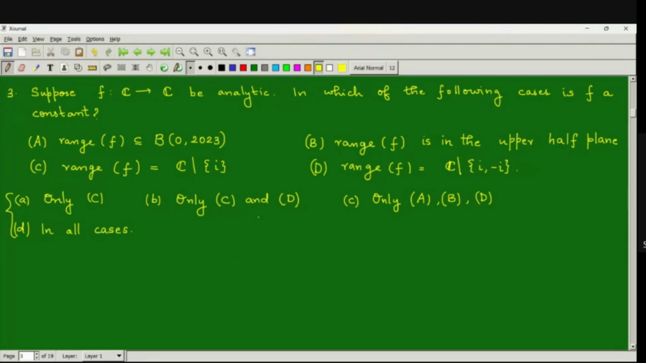So think about this. Recall all the theorems. Only C will be done. So only C. That means the range of f will be C minus i. You are talking about the answer? Yes, ma'am. No, that is not the answer. Don't worry. Since you have openly interacted with me, I will let you know how it comes. But let others also think for a minute.